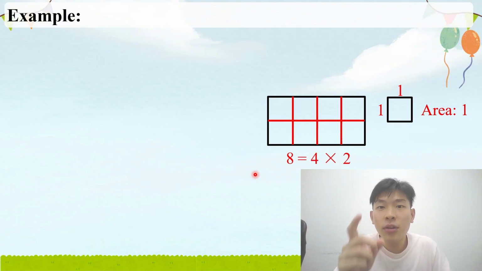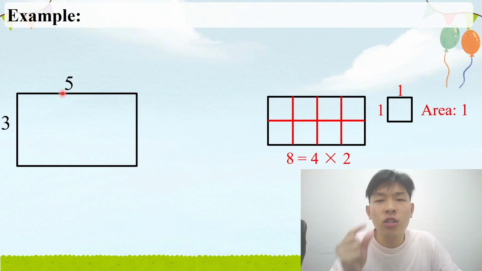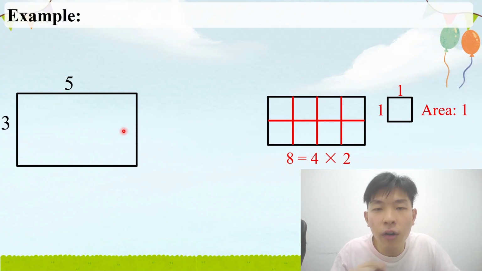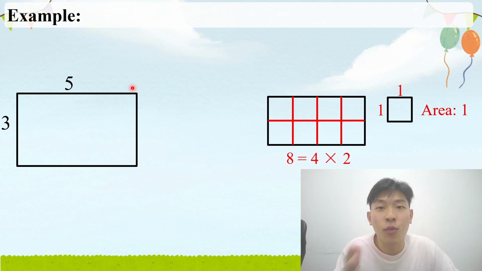Amazing. So let's look at one example. If I have this rectangle here, the length of this is 5 and this is 3. So let me ask you, can you tell me how many squares I can fit in one row here? Keep in mind that the side here is 1 and here is 5. So we can put, yes, we can put 5 squares in there.